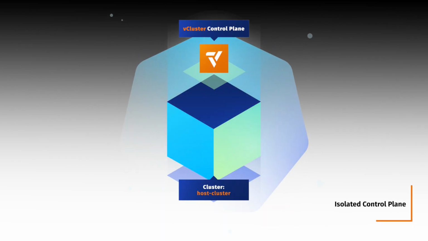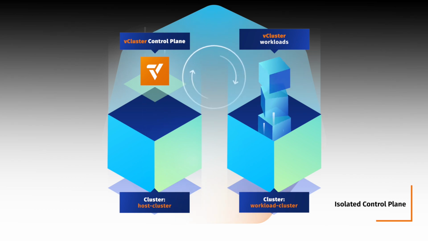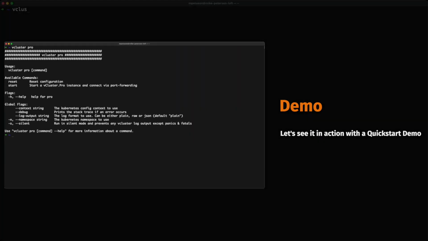Last but not least, the isolated control plane. This provides the flexibility to deploy the vCluster control plane on one cluster while hosting the actual workloads on a separate cluster. Now that we've gone over some of the features, let's go ahead and do a quick start demo and see this in action.